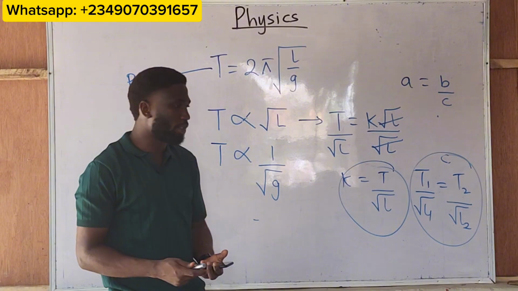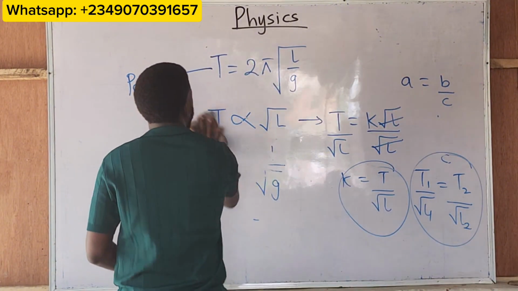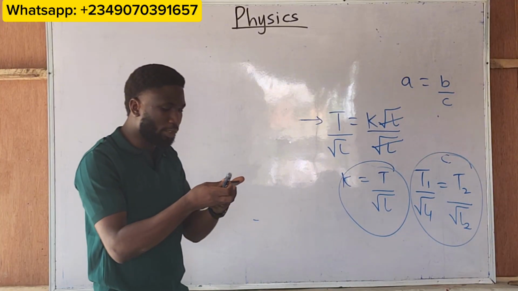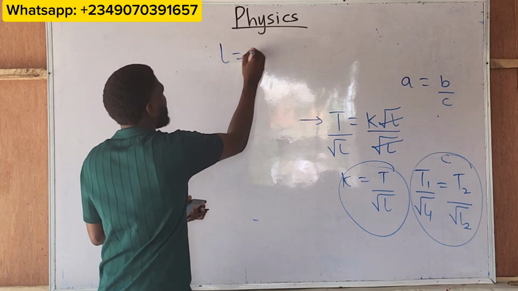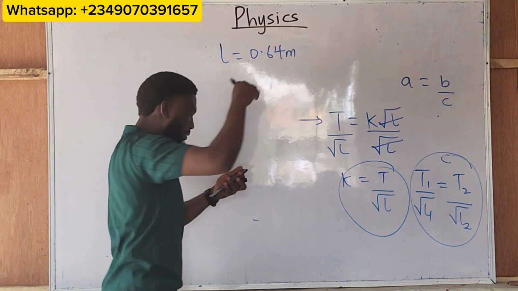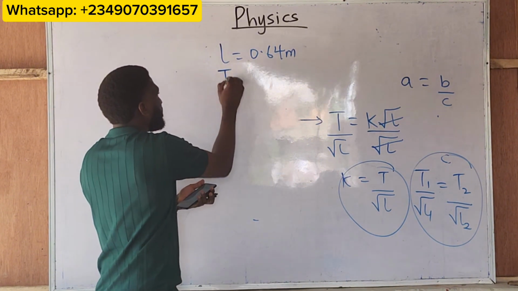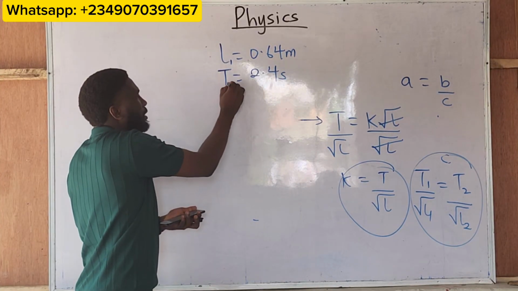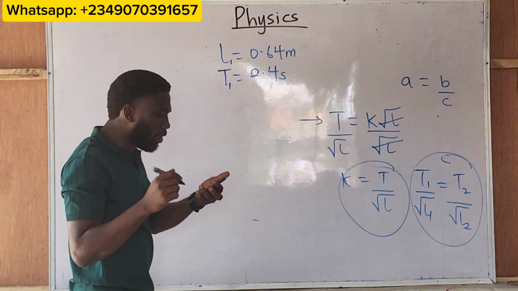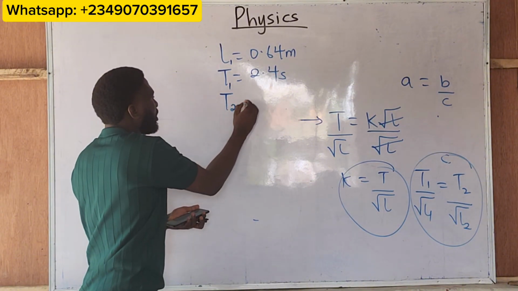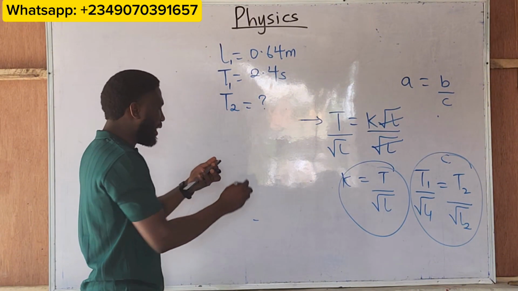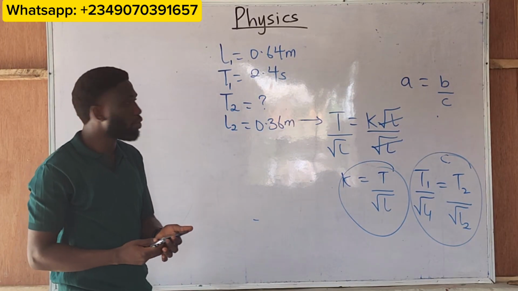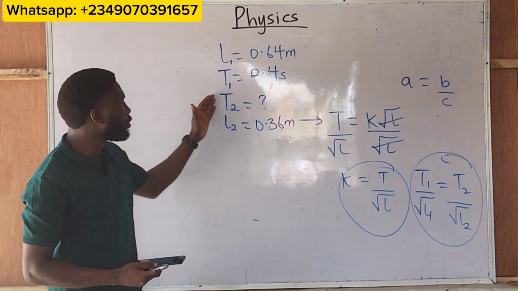So let's answer the question. From the question, the length is 0.64 meters and the period is 2.4 seconds. So I'm going to make this one L1, then this T1. The period of a simple pendulum, so we are looking for T2 now, when the length is 0.36 meter. So we have L1, T1, T2, then L2.